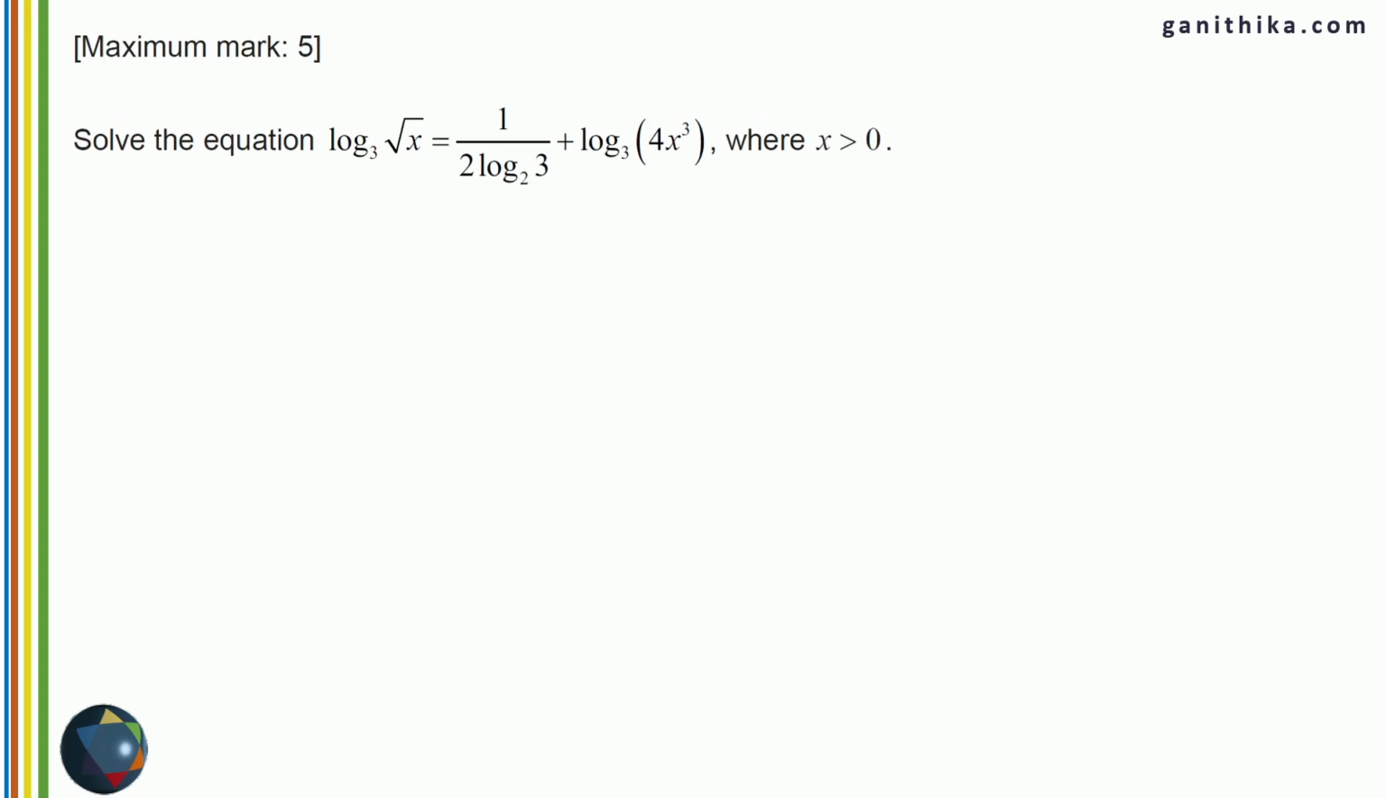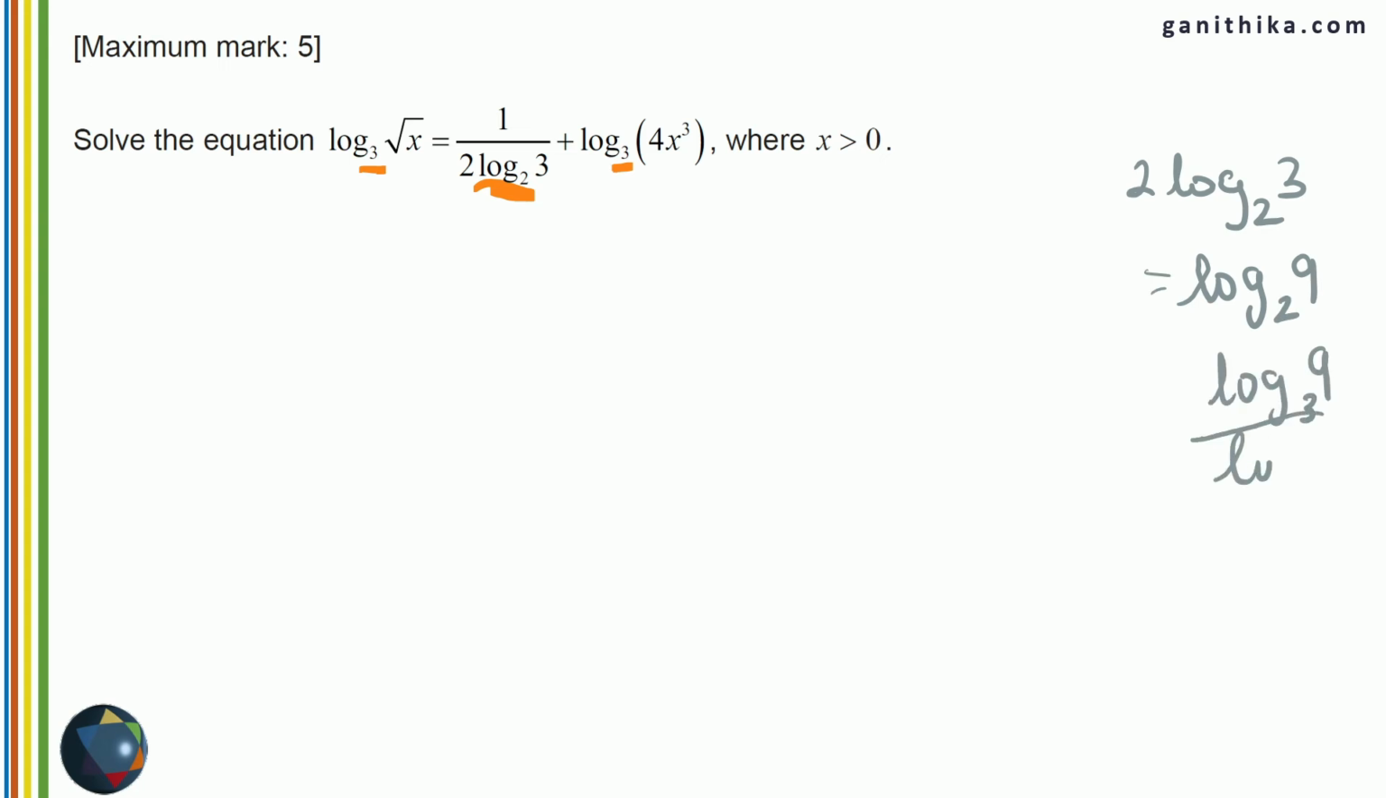But what you need to see here is this is logarithm base 3, this is logarithm base 3, but here it is logarithm base 2. Therefore, definitely we are going to use the change of base rule. Let's use the change of base rule for the division 2 over log 3 base 2. This is nothing but log of 9 base 2. And if I change this to base 3, it's log 9 base 3 over log 2 base 3. 9 base 3 is 2, we know that. So this is going to be 2 divided by log of 2 base 3.